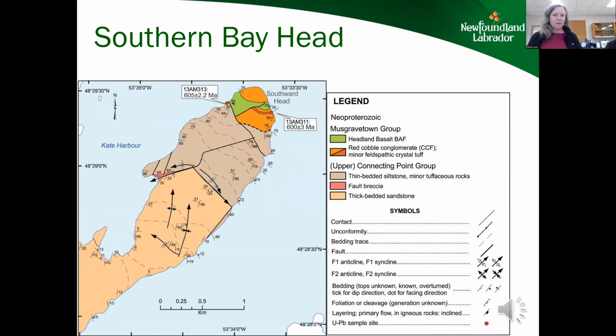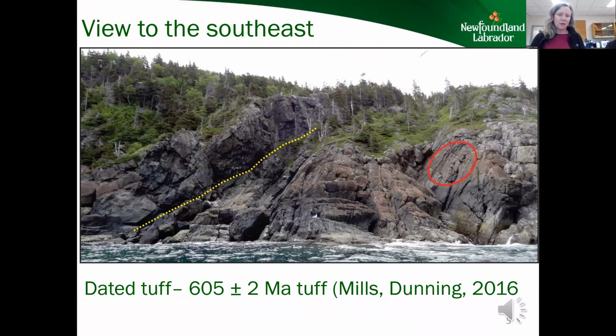So this is Southern Bay Head, and you can see a fault going across northwesterly across the northernmost part of the peninsula. So we'll look at the west side first and then the east side. So here, looking to the east, we can see the lowermost basalt of the Musgrave Town Group, which is in fault contact with the underlying thin bedded Connecting Point Group strata. And we dated a tuff in this area with Greg Dunning that came out at 605 MA ±2.